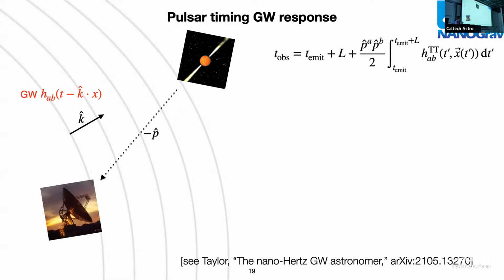So if we have some time at which we see a pulse, some observation time, t_obs, this is going to be related to the time that pulse was emitted, plus the distance between the Earth and the pulsar, plus some extra piece due to the gravitational wave. In this case, we've got the line of sight contracted with the gravitational wave field, and we're integrating from the time that this pulse was emitted up through the time that this pulse is observed. So we're integrating the effect of the gravitational wave all the way until it's observed by the radio telescope.